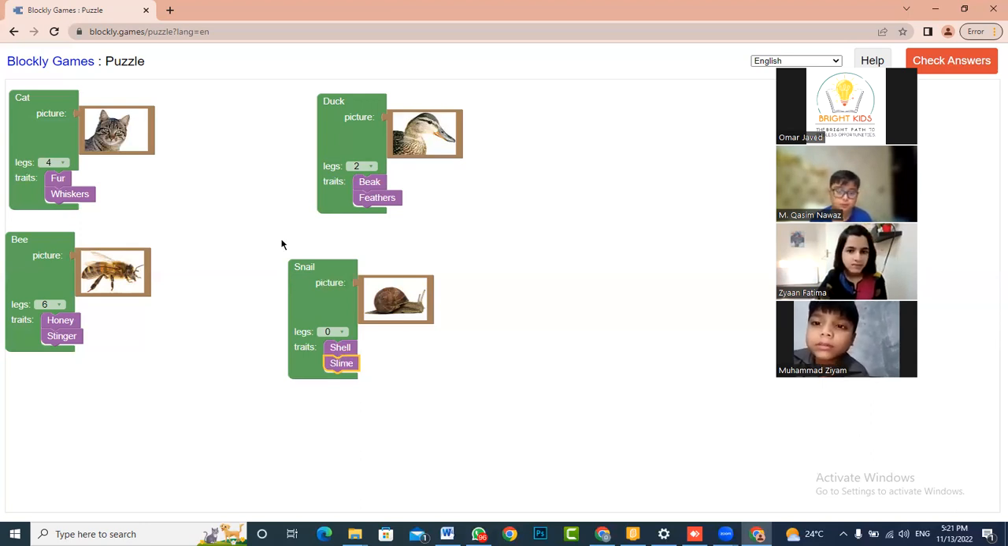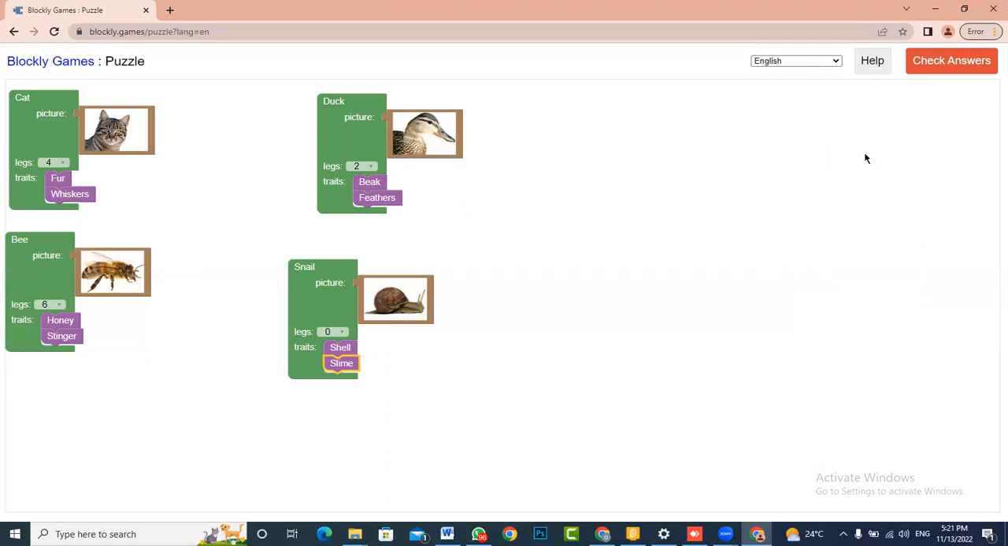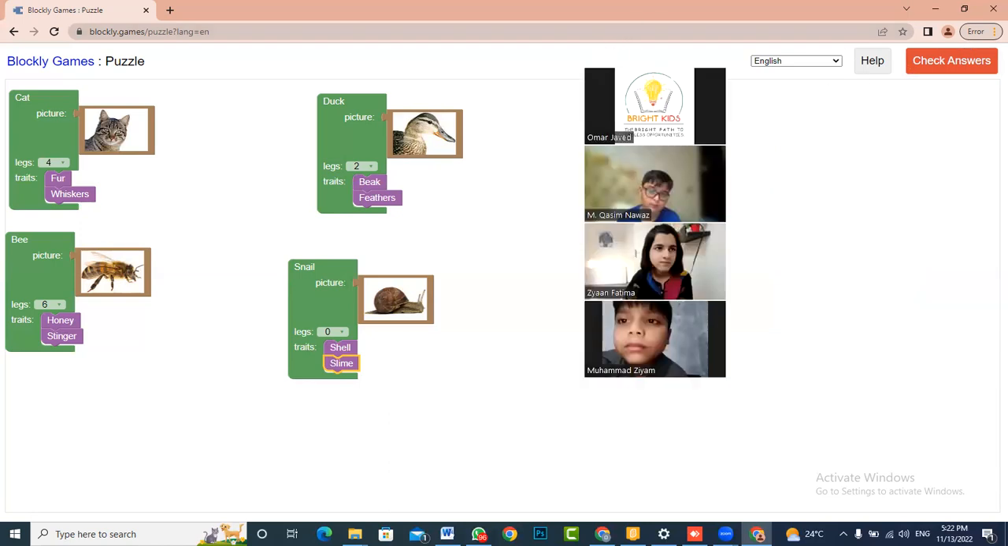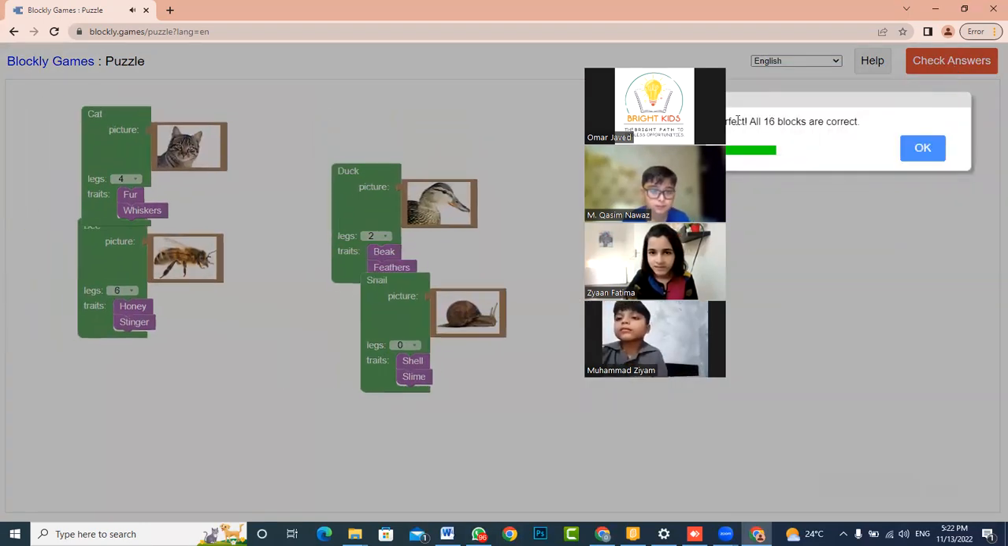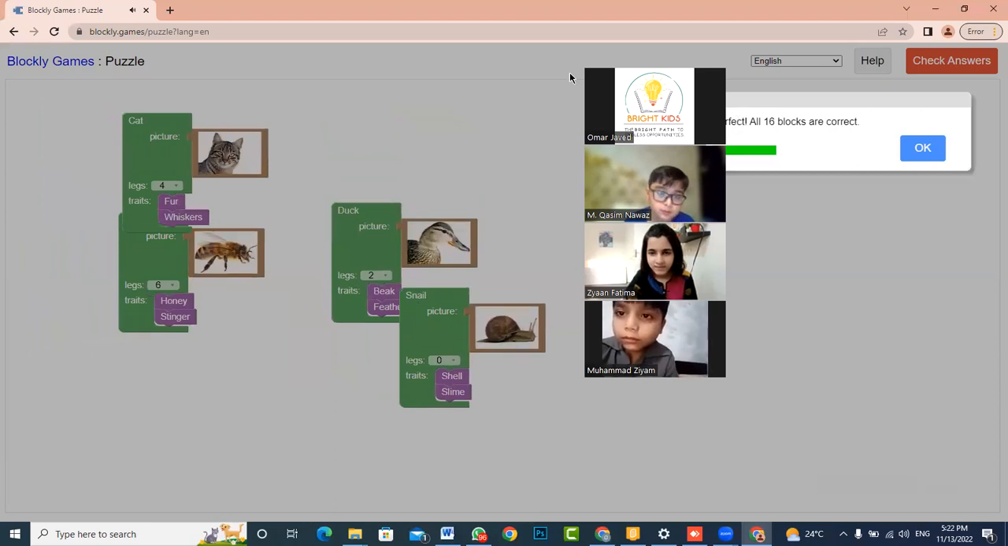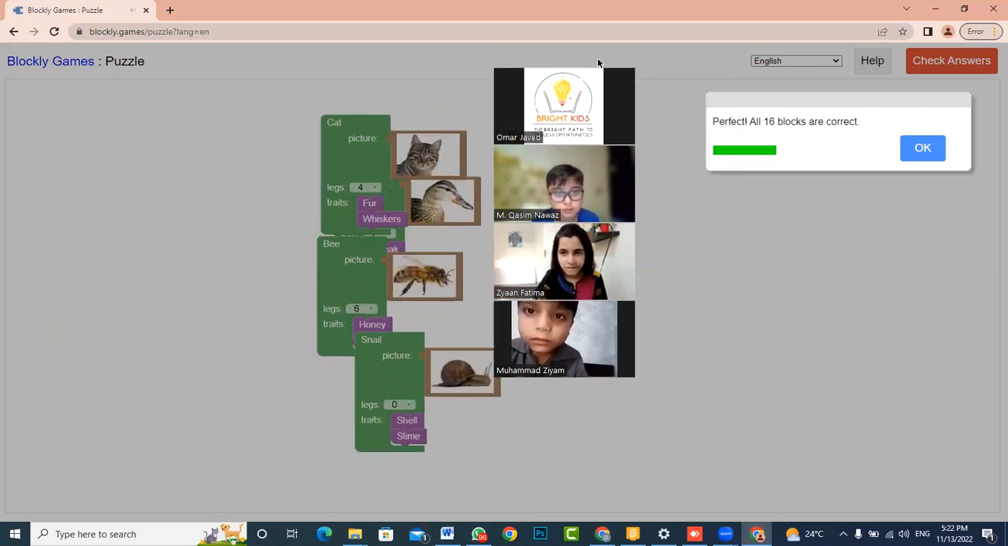So this is now done. This puzzle is now complete. All you need to do is check answers. If this is right, you are going to go to the next level. And if this is wrong, they're going to ask you to do it again. So I hope that this is right. So let's say we check answers. This is perfect. All 16 blocks are correct.